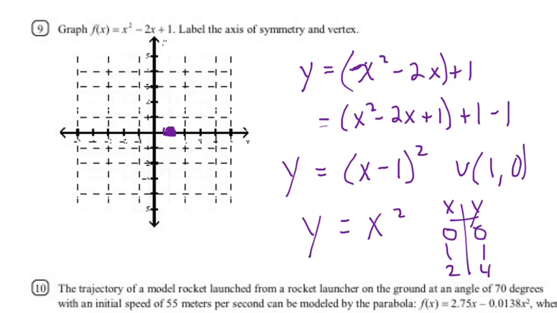Generating points from the parent function: 0, 0, 1, 1, 2, 4. This is my 0, 0. This is my 1, 1. This is my 2, and up 1, 2, 3, 4. So 2, 4 is right about there. There's my axis of symmetry. And I use that to generate a few more points. And there is the graph.